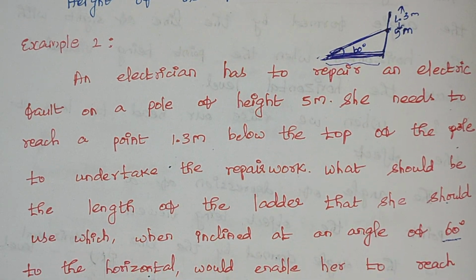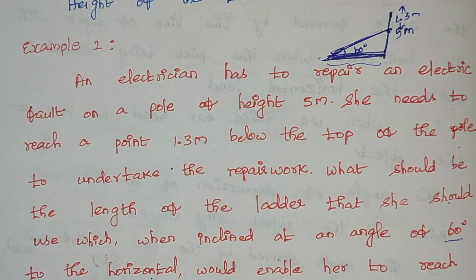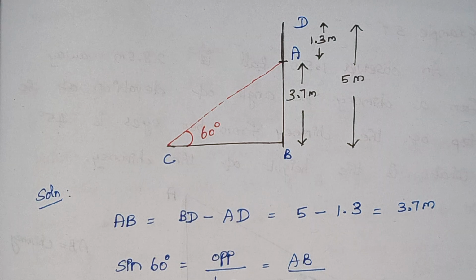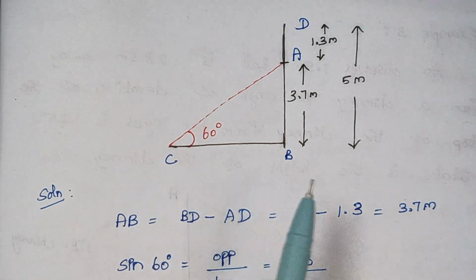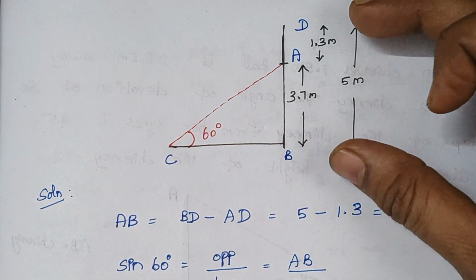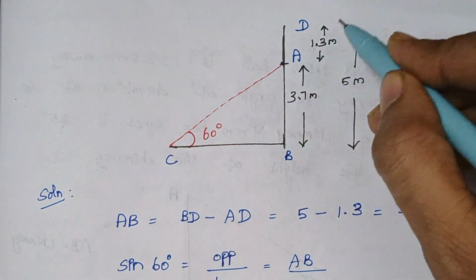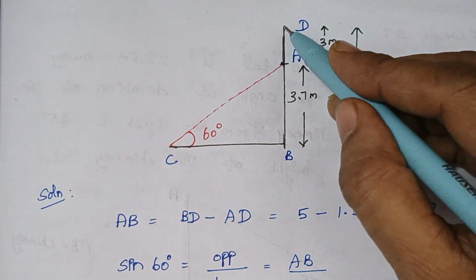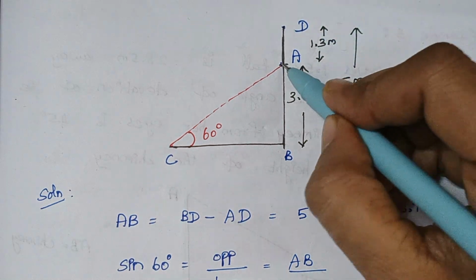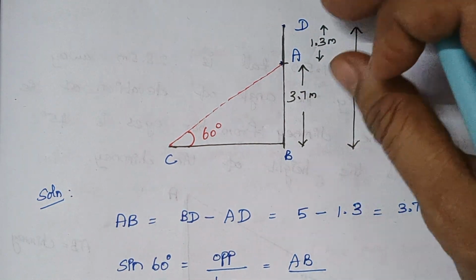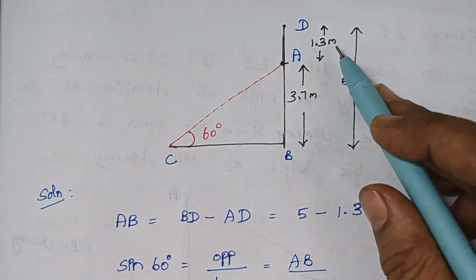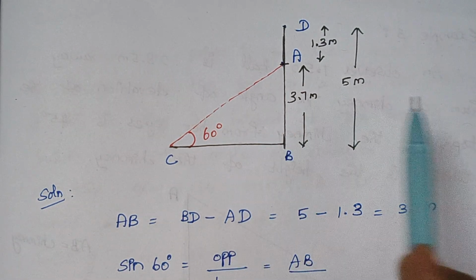I hope you can easily understand this. So now we will proceed with our solutions. The same diagram I have drawn in a better way. So this is your length of the pole. It is 5 meter. And I am going to place the ladder which is 1.3 meter below from the top. So here the total length is 5 and here it is 1.3. So what about this distance? That is 5 minus 1.3, which gives you 3.7.